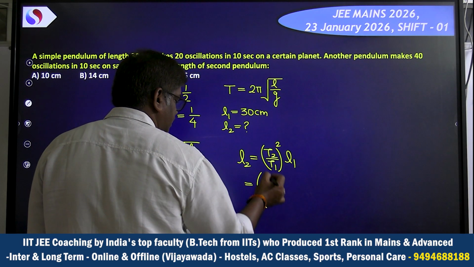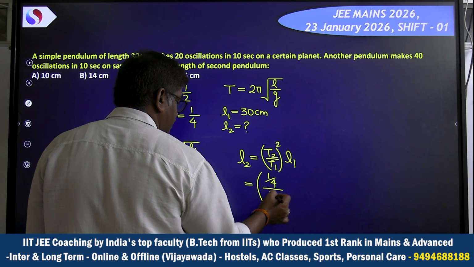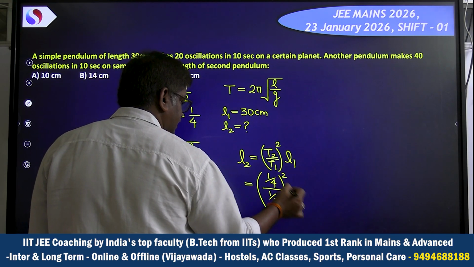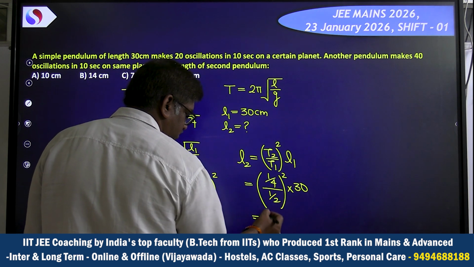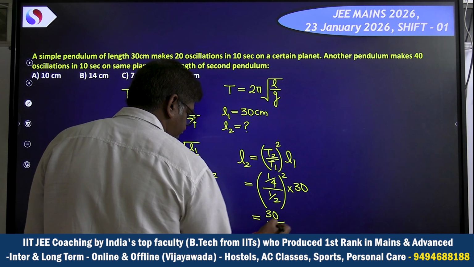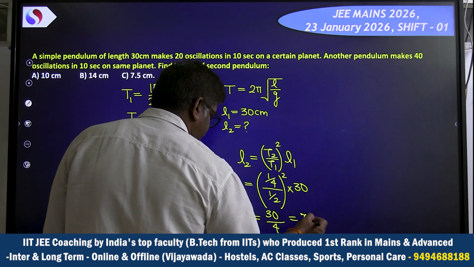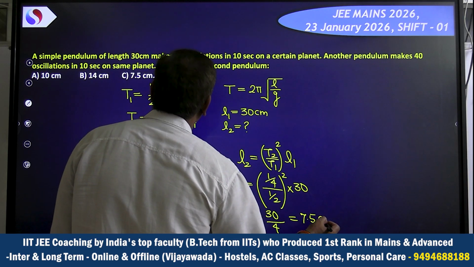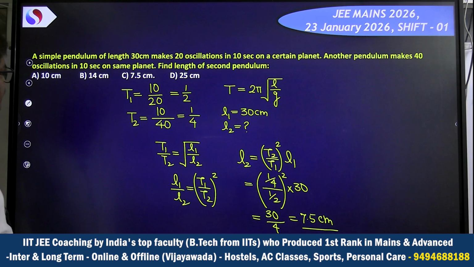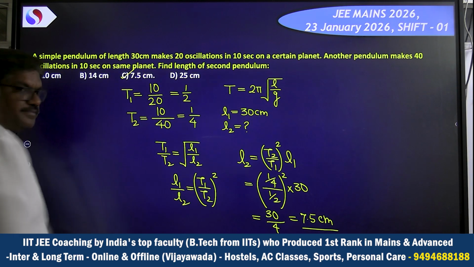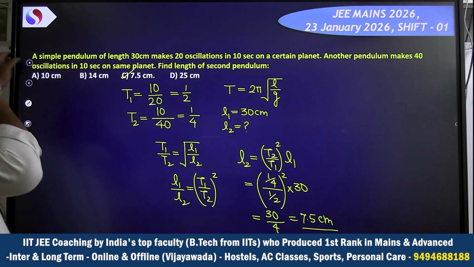So T2 by T1 is (1 by 4 divided by 1 by 2) whole square into 30. This gives you 1 by 2 whole square is 1 by 4. So 30 by 4 gives you 7.5 centimeter. 7.5 centimeter, answer C. Okay, easy question.